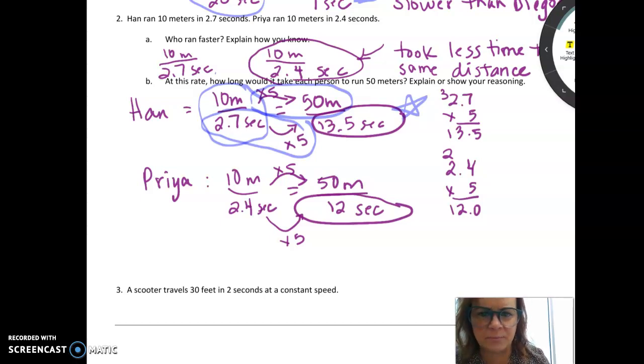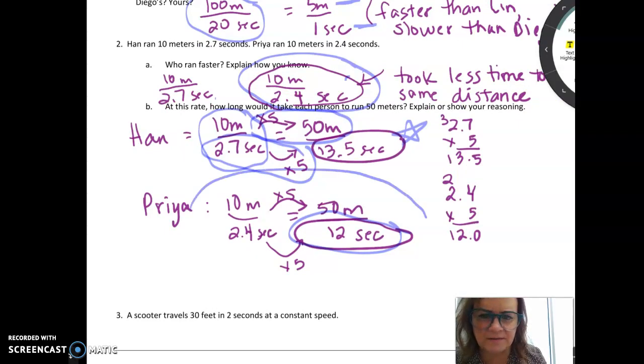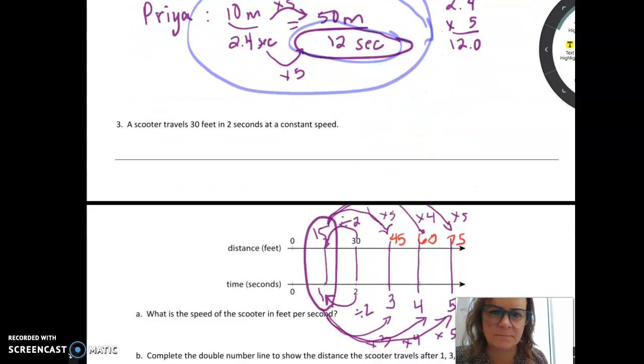I did that same thing with Priya. So again, this time I'm multiplying both of these by 5, so 2 4/10 times 5, and I get 12 seconds. And then that makes sense. We know that she's running at a faster speed because it took her less time to cover the same distance. And so then that would make sense that if she continues at that same rate, it's going to take her less time to cover those 50 meters than it would take Han.